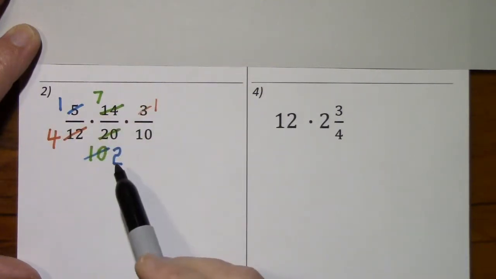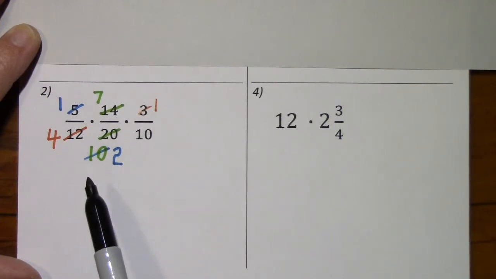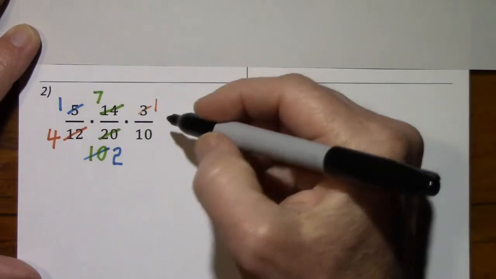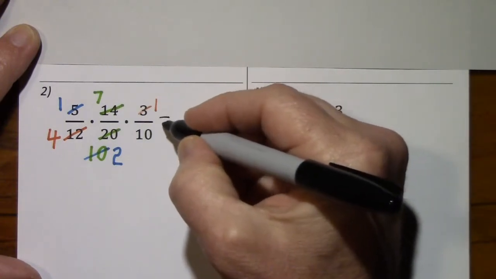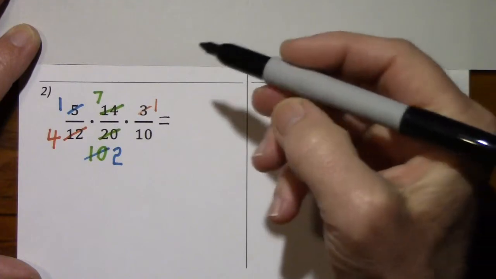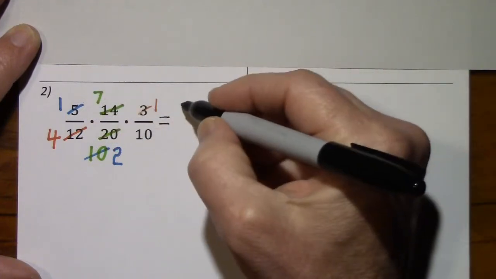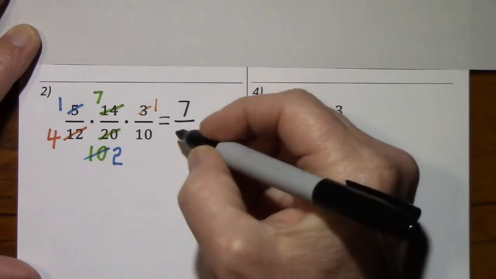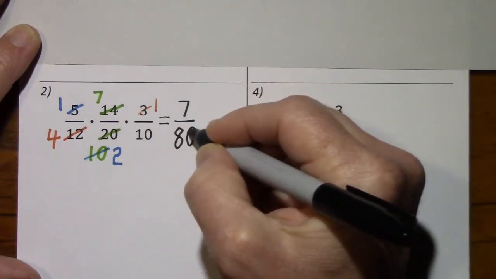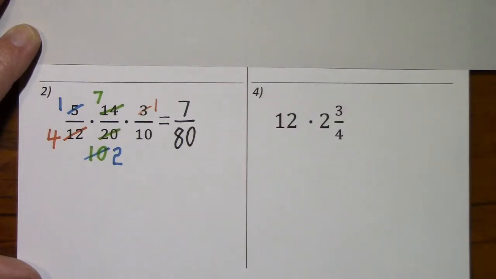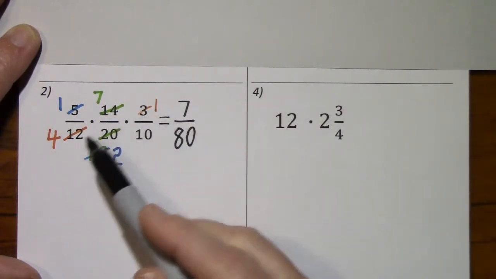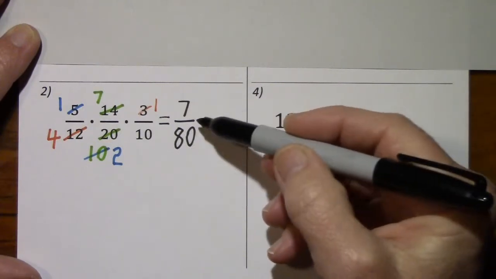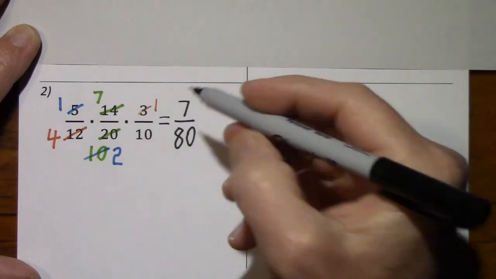I want to mention briefly that you don't have to be reducing in the same order that I am, but you do have to get to the same answer. So we have 7, and 4 times 2 is 8, times 10, 80ths. If you had missed reducing one of these, you would just have bigger numbers here, and then you would have to reduce it down to 7/80ths.